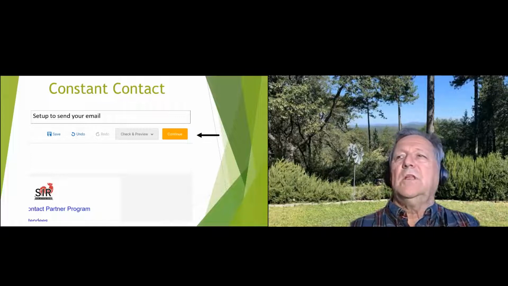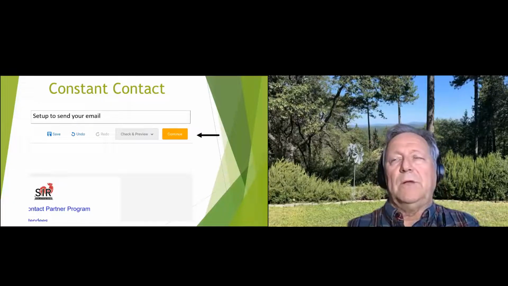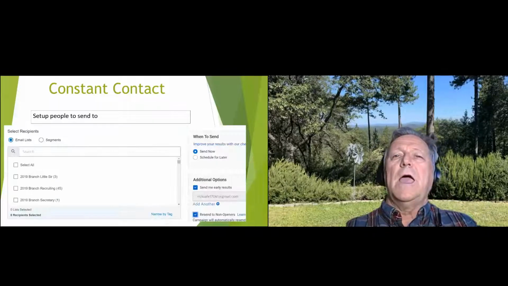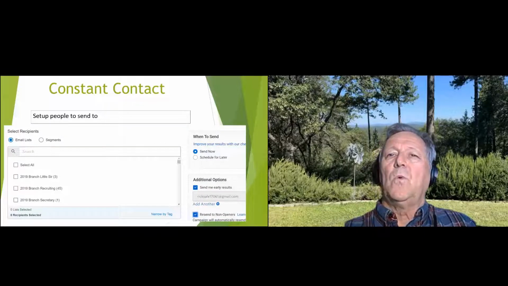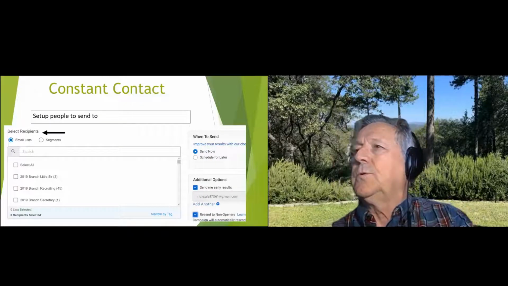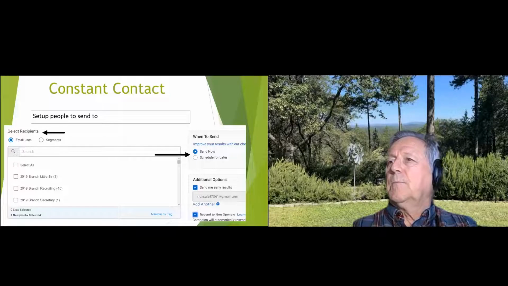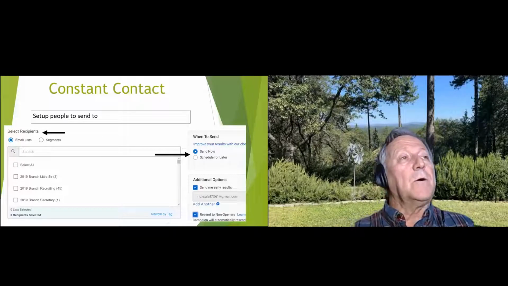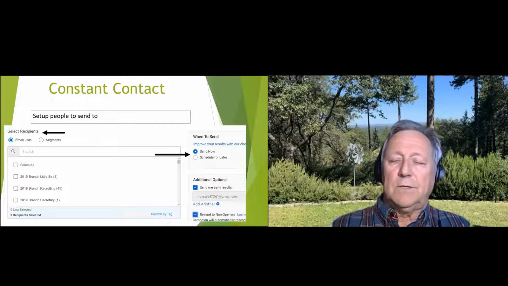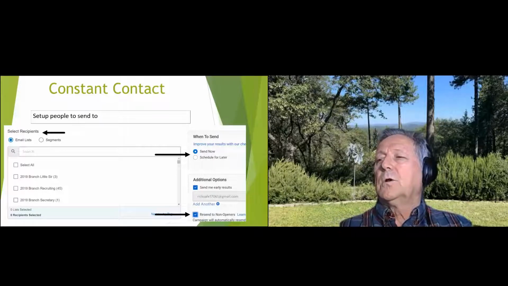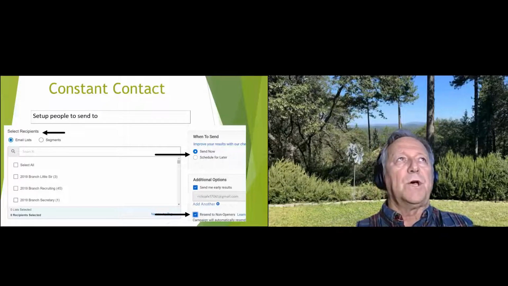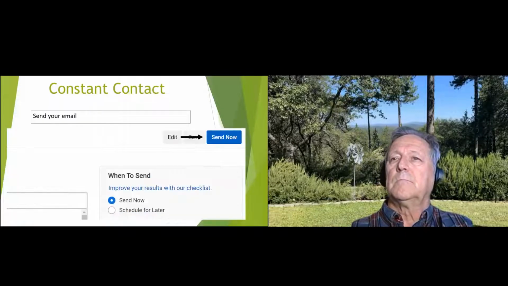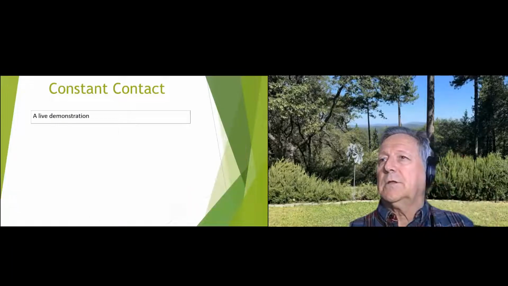When you're ready to send an email, you hit a button they call continue, and you select the people that you want to send it to. You can say send now, or you can select the date and time. You can also check the button of resend to non-openers and set up the date and time for that. And you go send it.